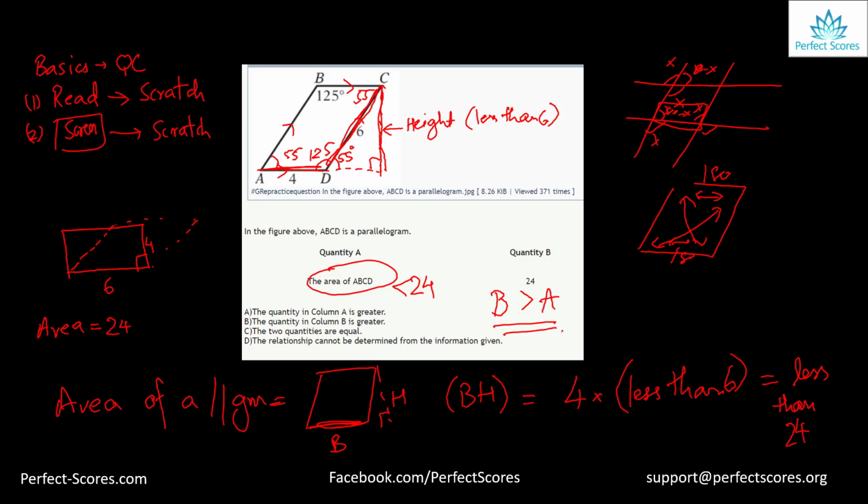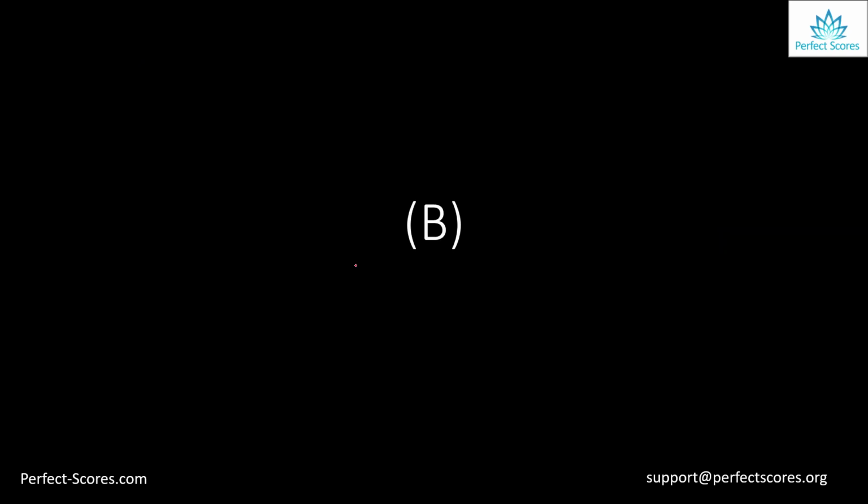So what I did here is I wanted to compare it with a rectangle, but I found an easier way. The easier way was that I tried to recreate its height. If this is 6, this is going to be less than 6, because in a right angle triangle, the diagonal is always greater than the height. So if this is the diagonal and this is the height, the diagonal is always greater than its height. Then the area of this parallelogram is going to be less than 24, right? Okay, so the answer is B.